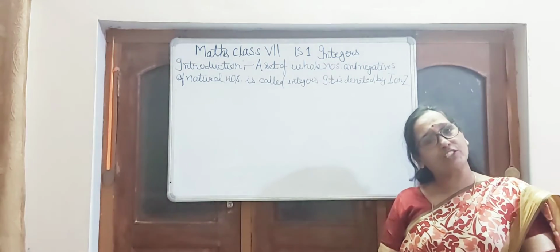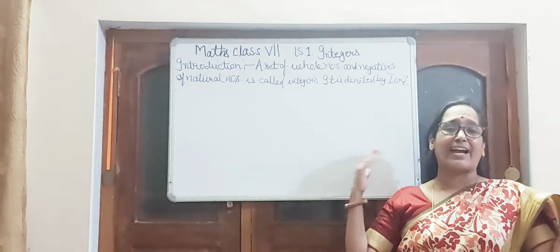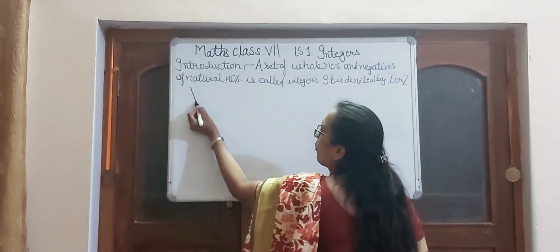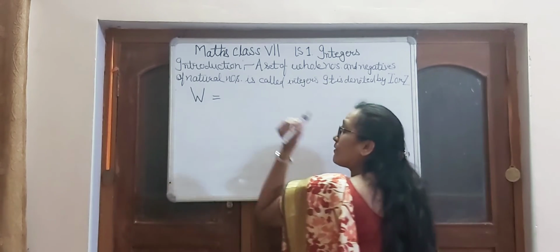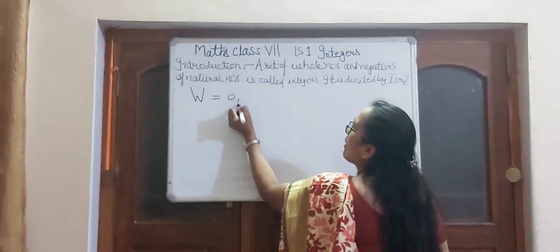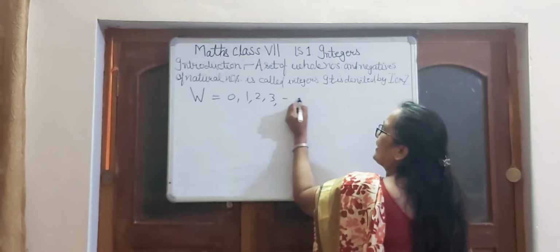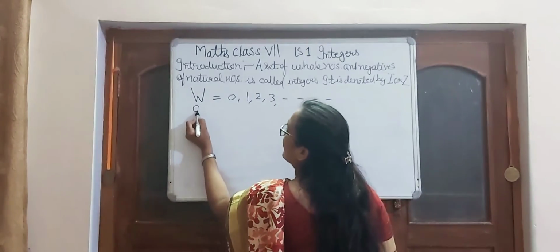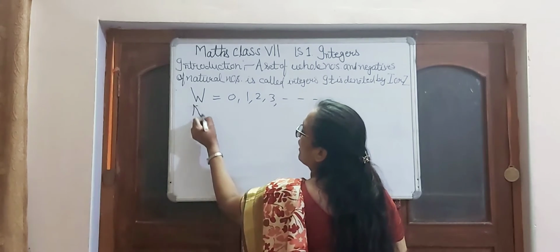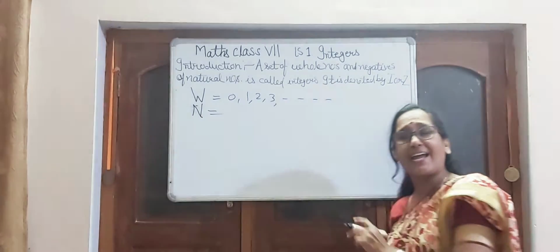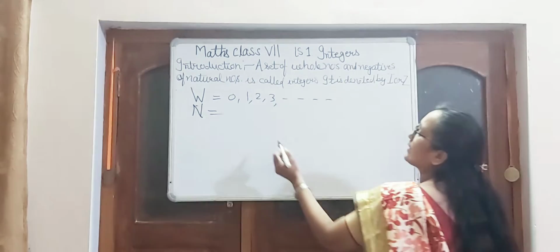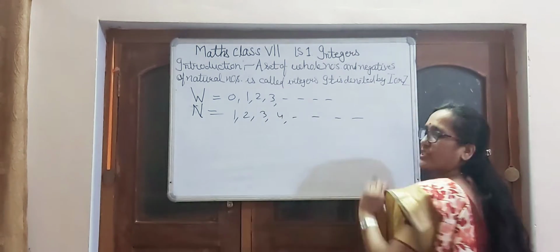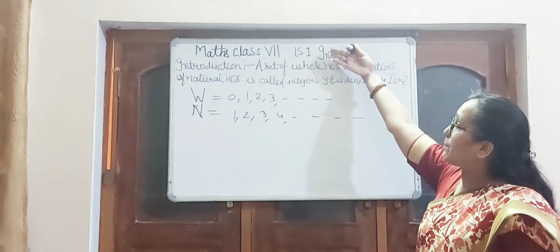Before the introduction, we will discuss what we have read in the previous classes. What is a whole number? A whole number is denoted by W: 0, 1, 2, 3, and so on. Next is the natural number. It is denoted by N, and natural numbers are counting numbers: 1, 2, 3, 4, and so on.